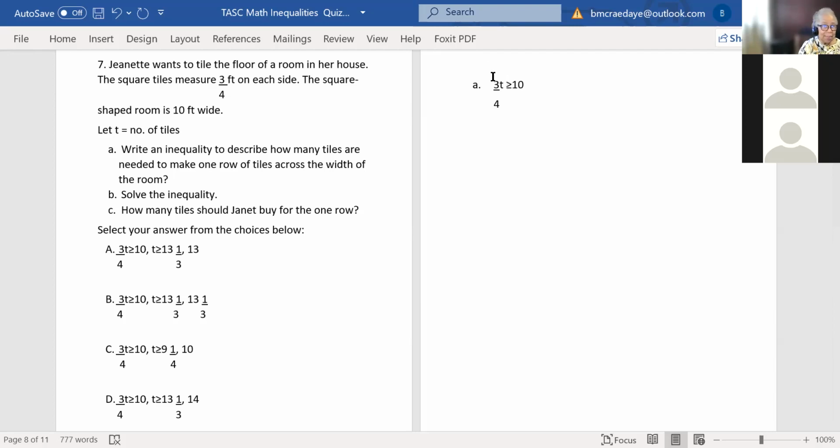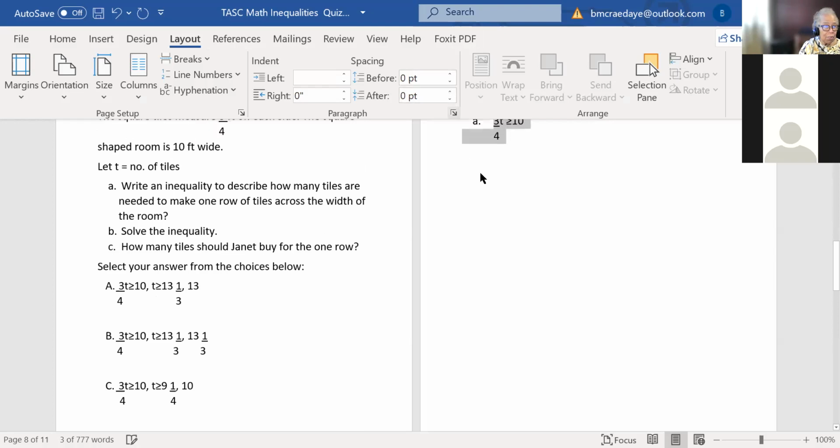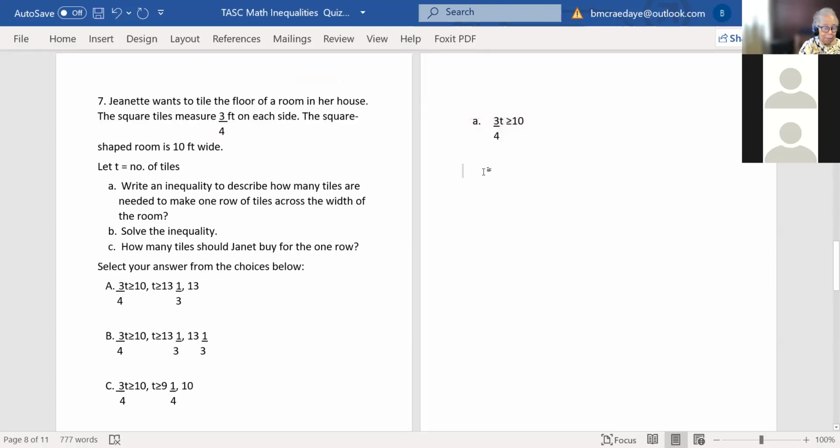So now let's look at B. Let's make this a little closer. Now, let's look at B. Vanessa, how did you solve B? How did you solve this B inequality? B said solve the inequality. So what is the inequality for B? There's the inequality right there. So what did you do? That's T, because we're looking at the tile.